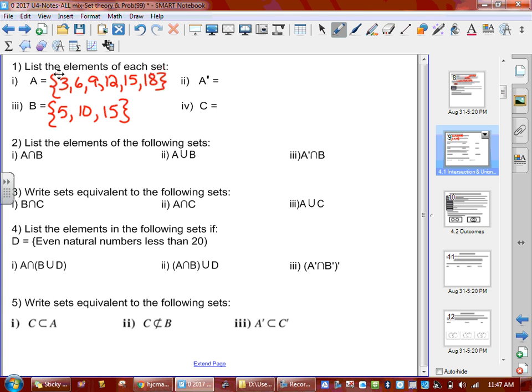Let's do set C on the bottom right. It says natural numbers that are divisible by 6. So we're counting by 6s. 6, 12, 18.